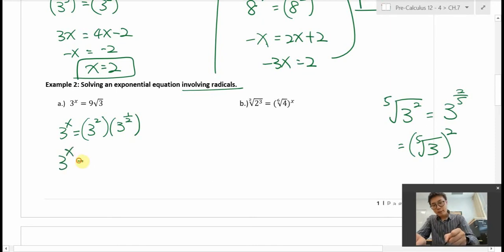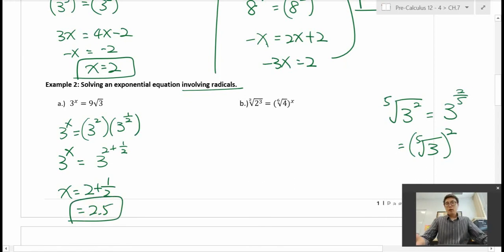Now we have the same base, 3. This is powers multiplying each other. So remember, if you have powers multiplied together, you just need to add the exponents. So this is 2 plus 1/2. Now you can see x would then just equal 2 plus 1/2, which is 2.5.